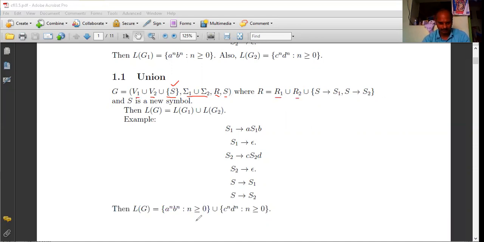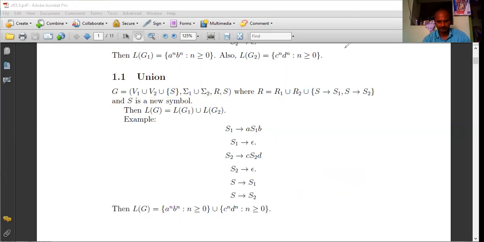Here observe this. How we take the union: this is the grammar G1 and grammar G2. Here we consider S derives S1, S derives S2. That means S derives S1 or S2, that is, we can follow S1 or S2, which contains both the strings a power n, b power n and c power n, d power n. Hence, the context-free grammars are closed under union.